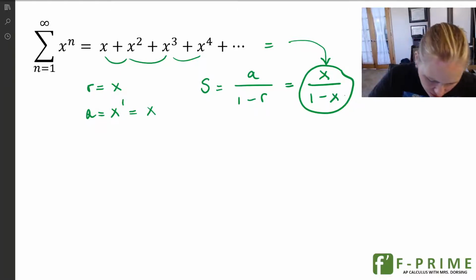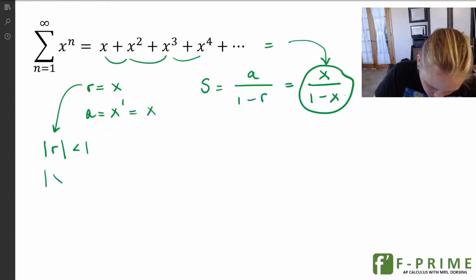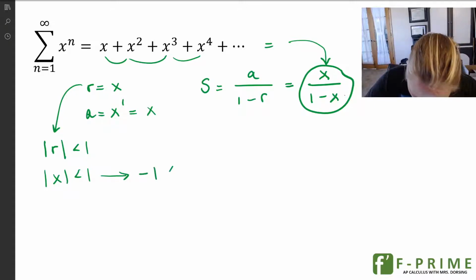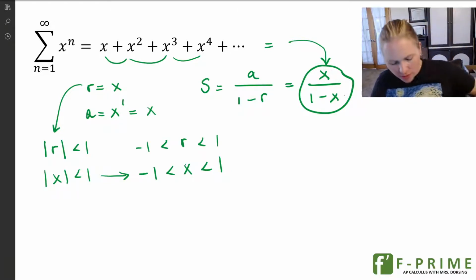So let's think about this. In order to converge, the absolute value of r has to be less than 1. If r is x, then the absolute value of x has to be less than 1. What this means is that x has to be between 1 and negative 1, in the same way that r has to be between 1 and negative 1 to converge. So here's the cool part.